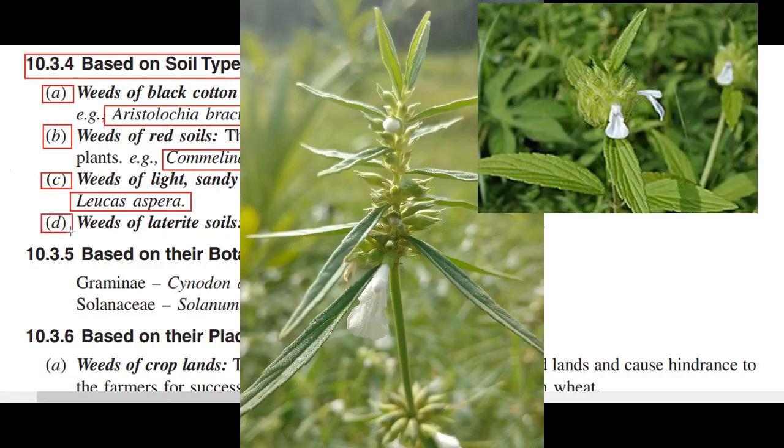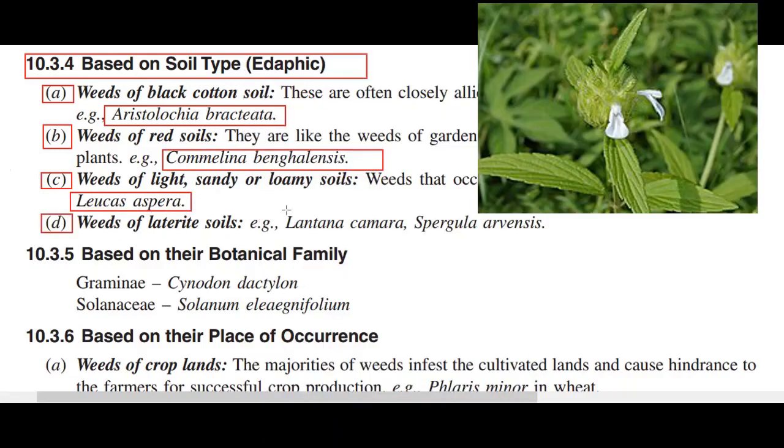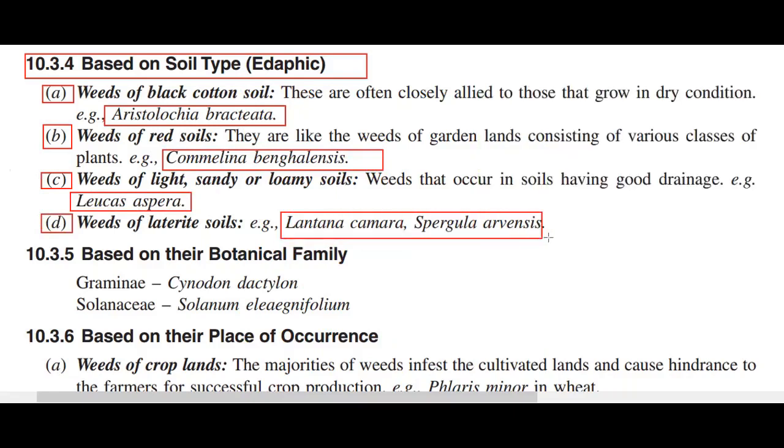And the fourth one, weeds of laterite soil. As examples, Lantana camara and Aspilia africana are given. So this is the classification based on soil type.